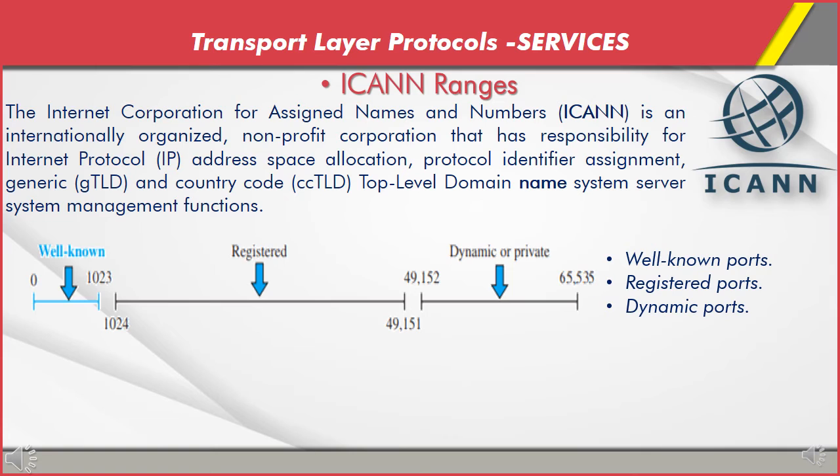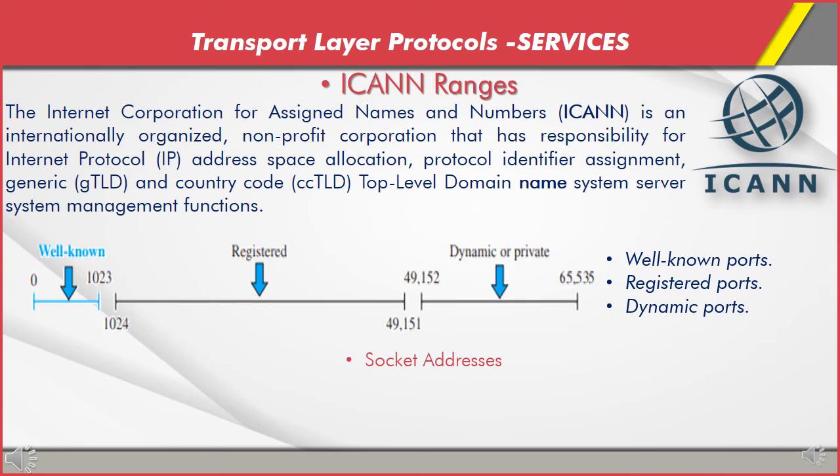The ICANN ranges provide three types of port numbers. The first one is well-known ports, that means the ports ranging from 0 to 1023, which are assigned and controlled by ICANN. These are called well-known port numbers. The next one is registered ports, ranging from 1024 to 49151. They are not assigned or controlled by ICANN, and can only be registered with ICANN to prevent duplication.